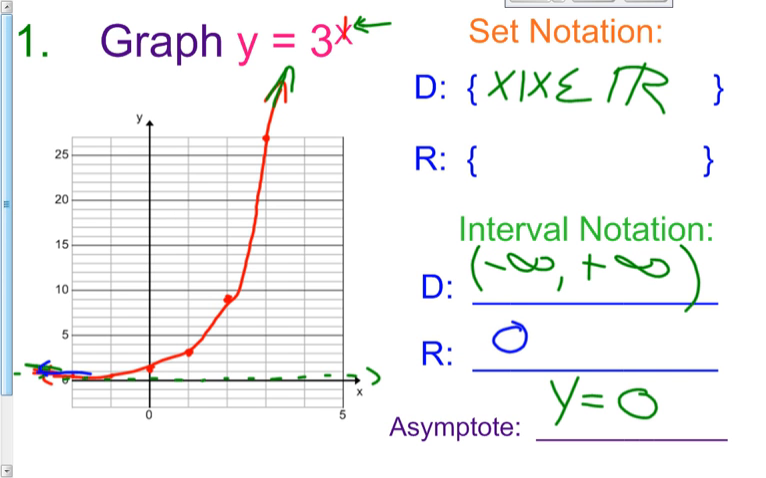It's always going to stay positive. So it starts at 0. It doesn't equal it, so I'm going to have a parenthesis right there. And then how high does it go? This red line goes forever up. So it goes all the way to positive infinity.